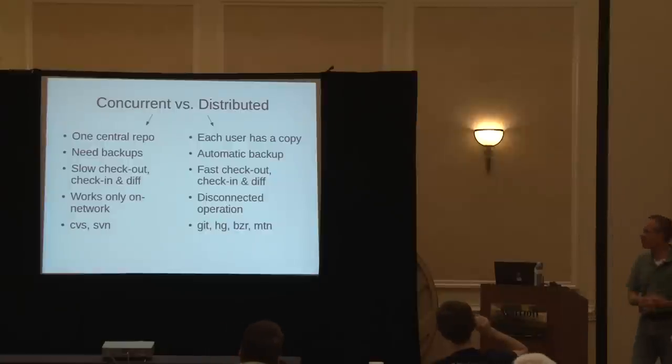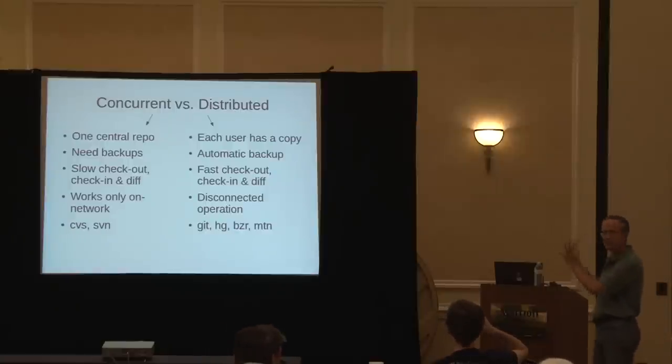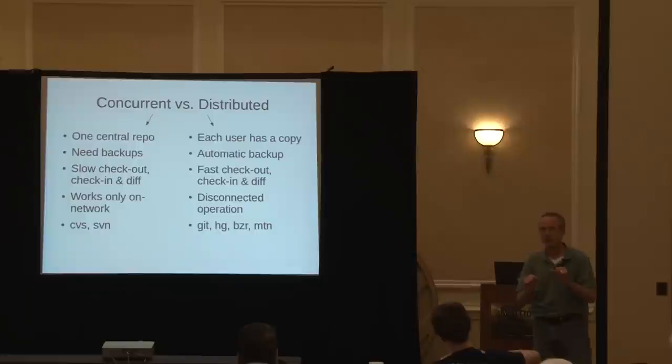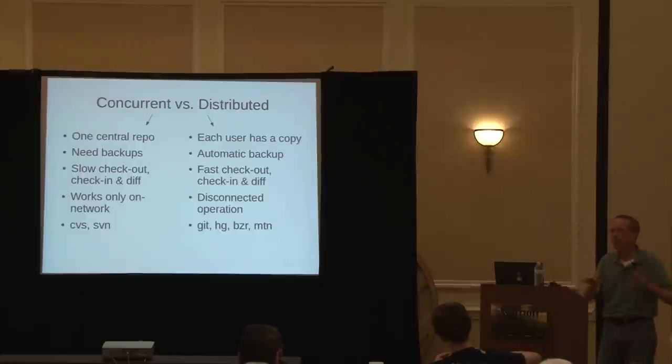Of course, the world has moved on. Now we're focused on this big divide between concurrent and distributed. The big difference is that with a concurrent system, you've got a central repository, a master repository on the server that has everything, and people check out just the parts they're working on. Whereas with distributed, everybody has a complete copy of the entire project history on their local machine.